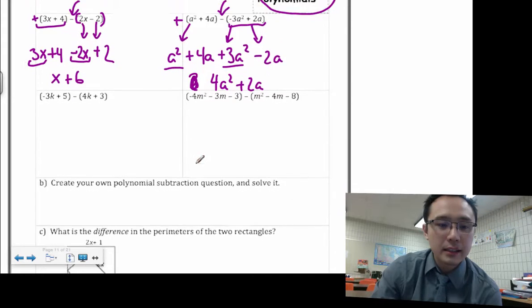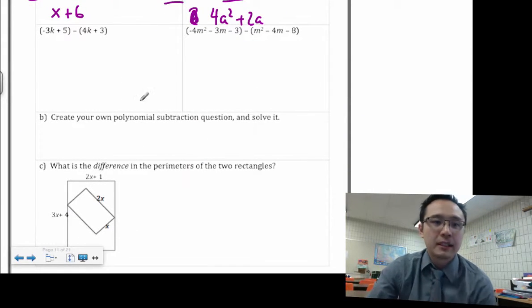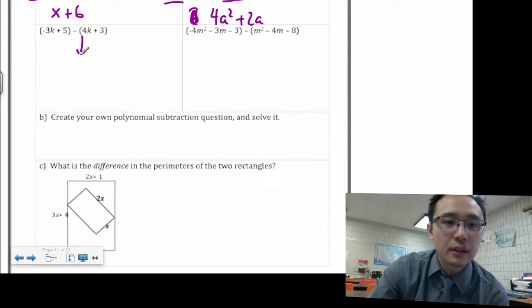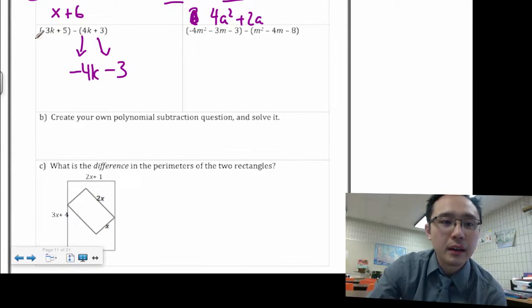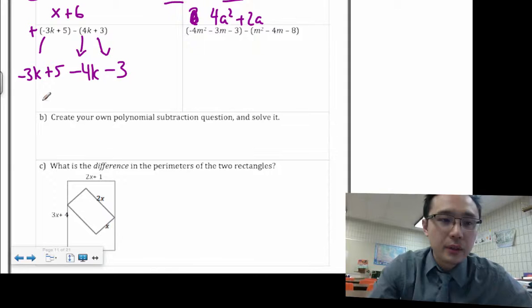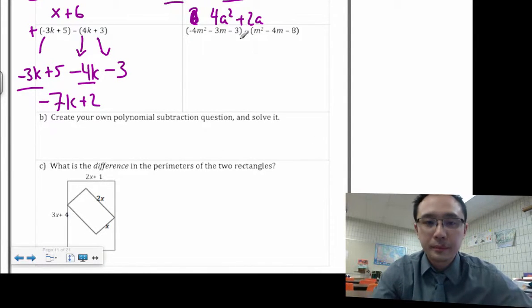Let's look at the next example. Same thing, negative sign, so switch all the signs here. So negative 4k, this is positive, so it's negative 3. This one has a positive sign in front, so everything stays exactly the same, plus 5. Combine like terms, so it's going to be negative 7k plus 2.